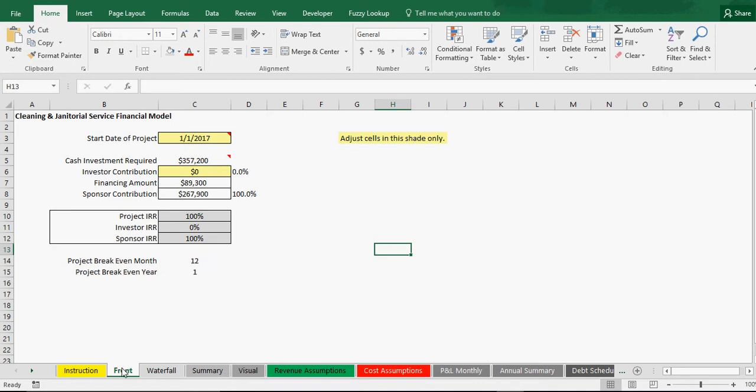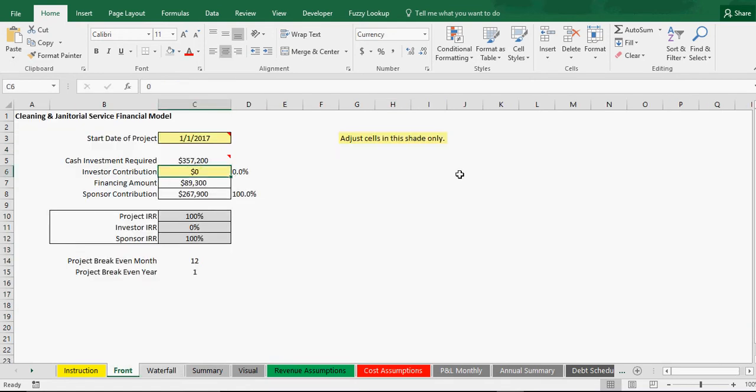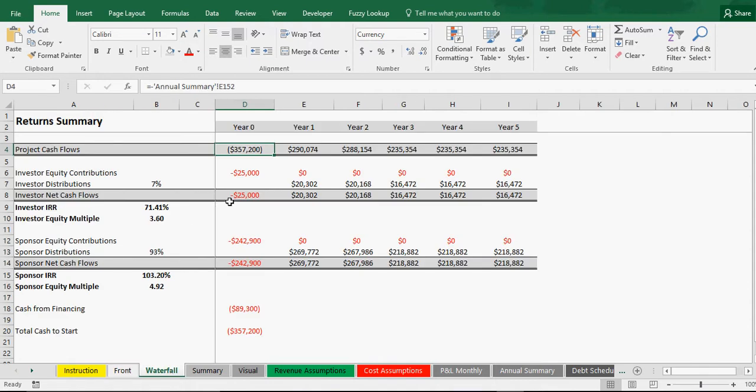Okay, so there's that. Now, one thing I've added that I haven't had in many of my other models is waterfall distributions. This is simply showing the cash flow of the project, after debt service. And then you've got, if any, this is zero right now. Let me just put a number in here. Let's say they put in $25,000. It gets them 7%. Now your sponsor's down to 93, and your financing is this. So you can see they put in $25,000 of the amount that's required. They're going to get 7%. And note, this 7% is diluted with the amount that is being financed by the bank, if any.